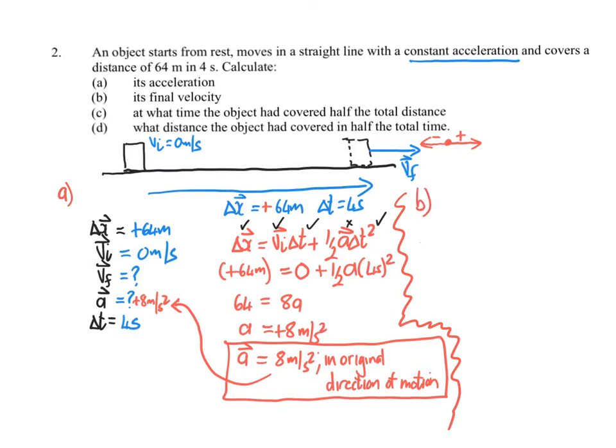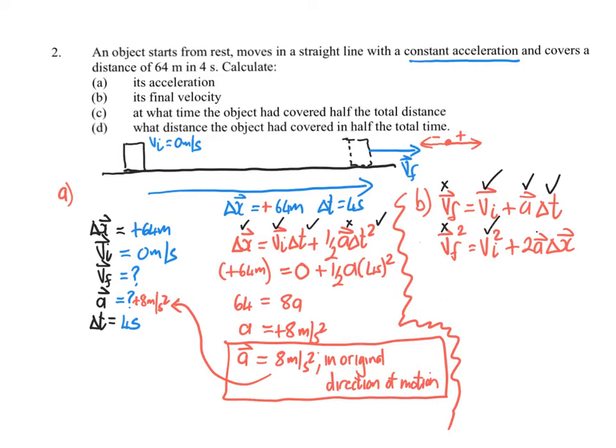Now the final velocity is to be found in two equations explicitly as the subject of the equations. The first one is V final equals V initial plus a delta t, and the second one is V final squared equals V initial squared plus 2a delta x. Now if we check to see what we have and what we don't have, we don't have V final. We do have V initial. We do have the acceleration as we've now calculated it. We have delta t.